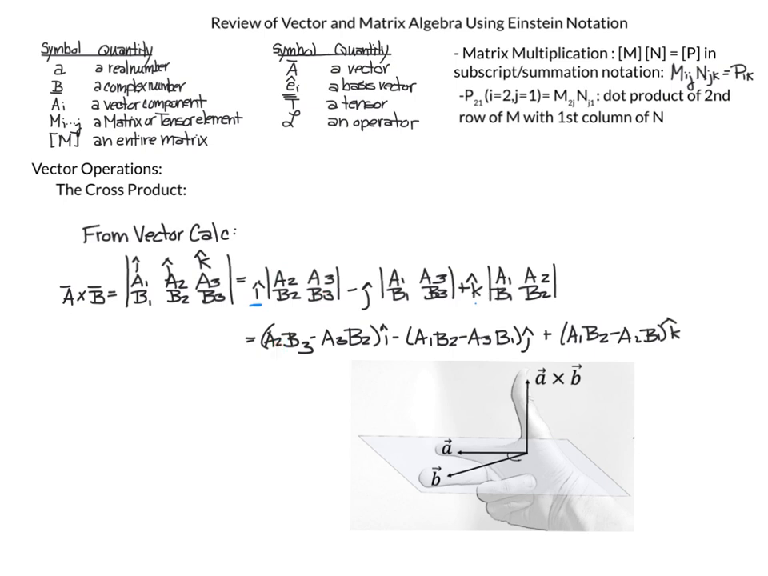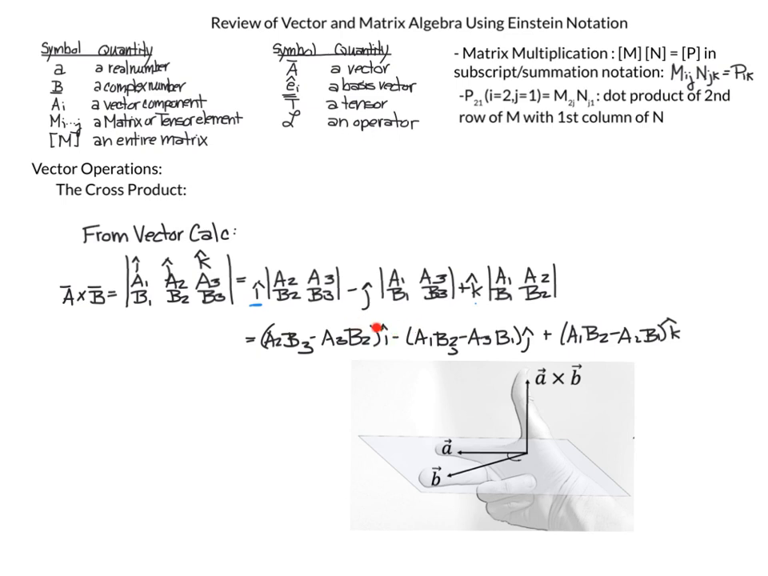So it's A2, B3, and then a minus A3, B2. Also in the determinant, we alternate the sign, so this is minus, and then we have A1 times B3 minus A3, B1 in the J direction. Let me correct this, this should be B3. And then over here we have A1 times B2 minus A2 times B1 in the K direction.